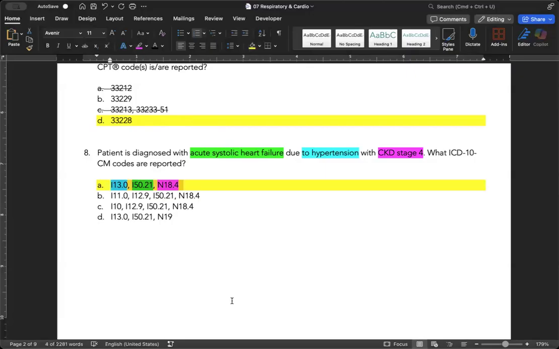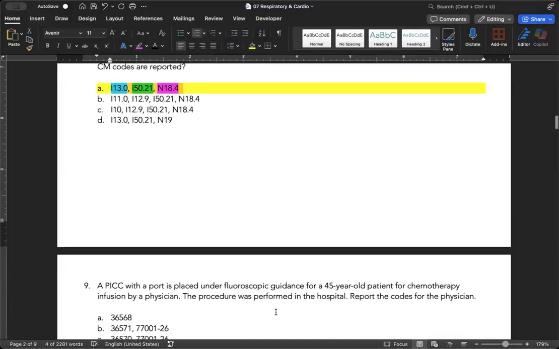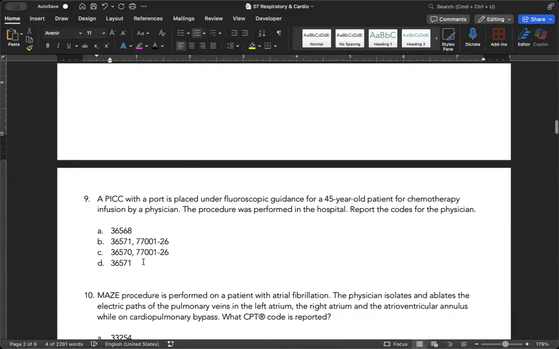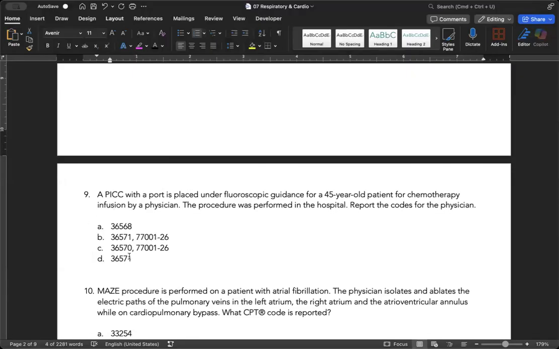Okay. Let me get to question 9 on the poll. So question number 9, a PIC with a port is placed under fluoroscopic guidance for a 45-year-old patient for chemotherapy infusion by a physician. The procedure was performed in a hospital.